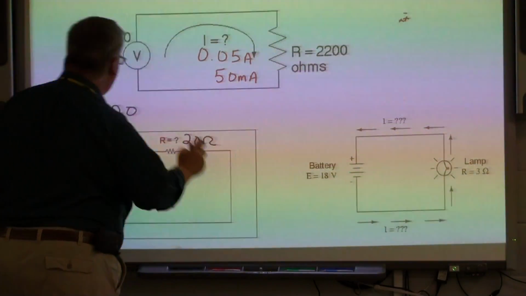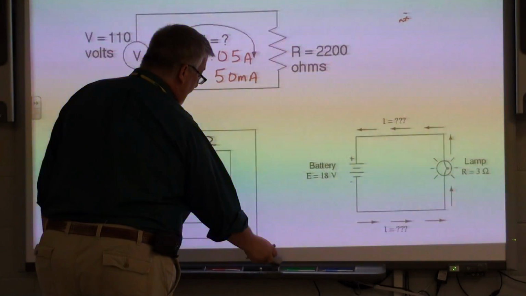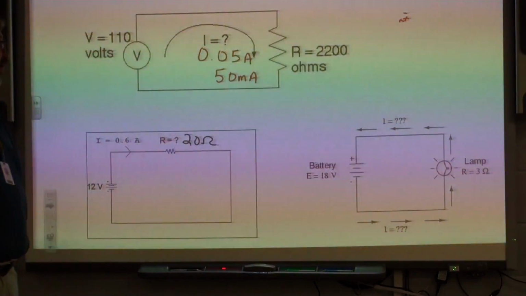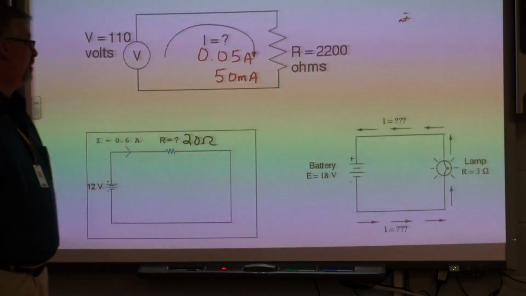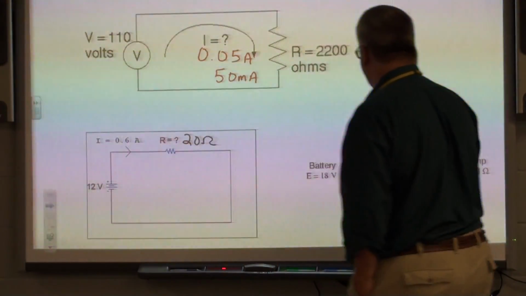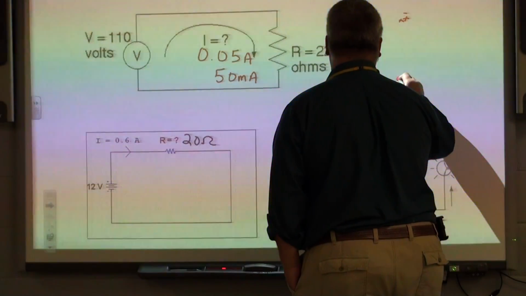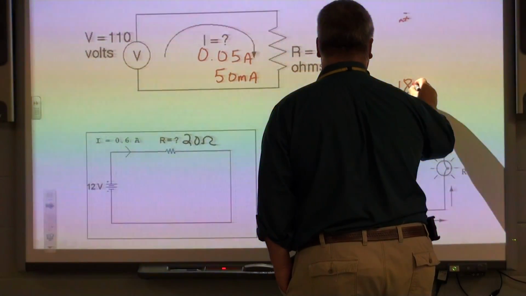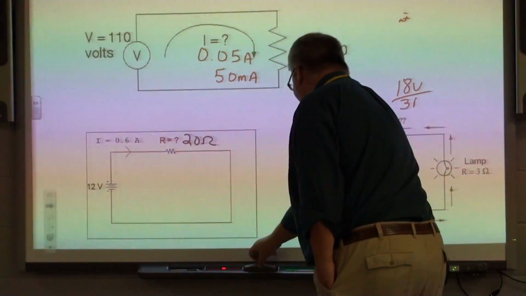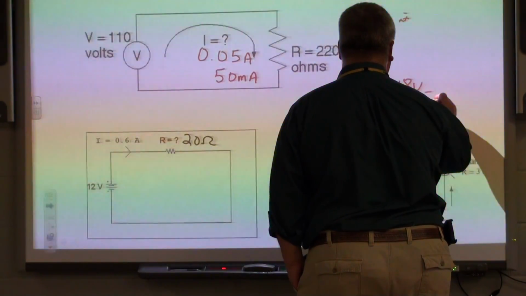All right, let's look at the third problem. We are given a battery voltage of 18 volts. We're given a lamp that is 3 ohms. What's our formula and what's our current? 18 volts divided by 3 ohms gives us what? 6 amps, right?